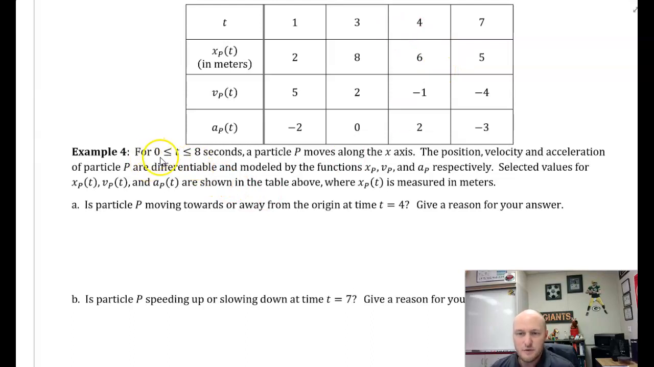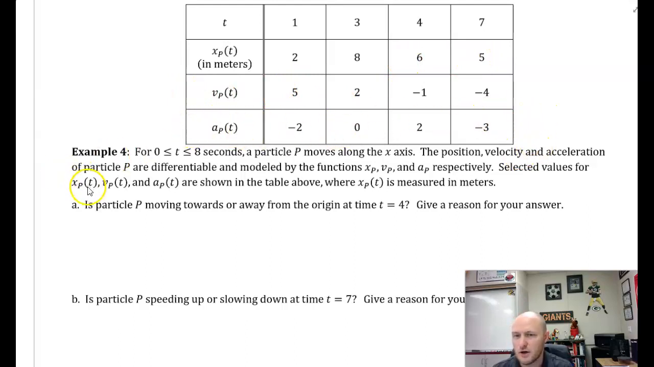So they say for 0 less than or equal to t less than or equal to 8 seconds, a particle P moves along an x-axis. The position, velocity, and acceleration of particle P are differentiable and modeled by the functions x sub p, v sub p, and a sub p respectively. So they're just saying here's the position, here's the velocity, and here's the acceleration.